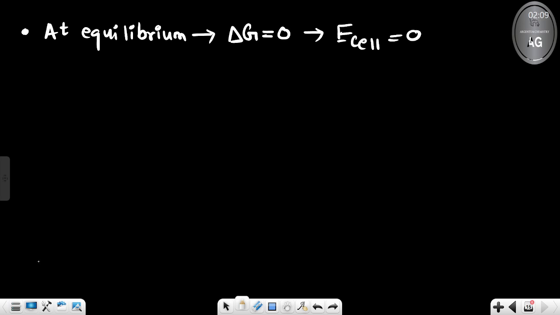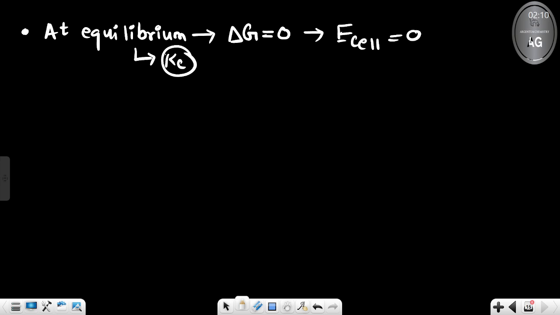Clear? So at equilibrium, delta G is equal to 0 and E cell will also be equal to 0. And at equilibrium, if you remember, it is Kc, right? We can define Kc only at the time of equilibrium. Other than equilibrium, we define it using a term called reaction coefficient, Qc. So Qc is defined at any point other than equilibrium. Also, at equilibrium, Qc becomes Kc, right?